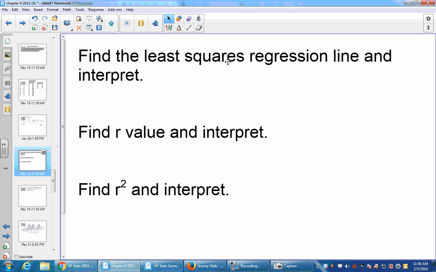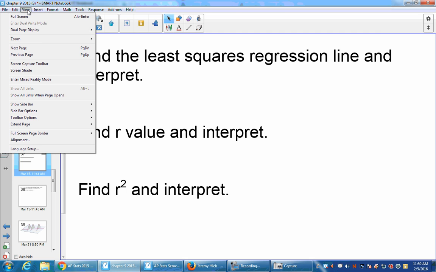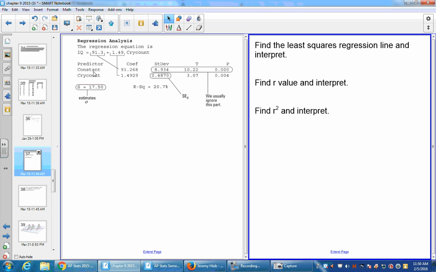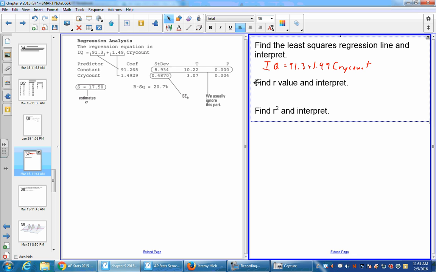So if I say find the least squares regression line and interpret, what we're going to do is look back at this data, and this is our line. So IQ equals 91.3 plus 1.49 cry count. Now this interpreting is mostly just so we remember what we learned in chapter 2.